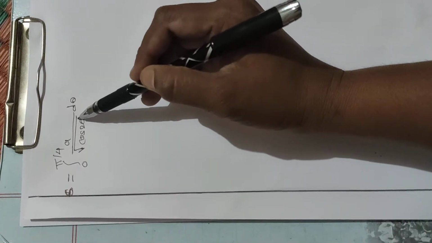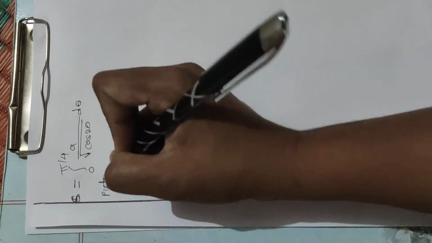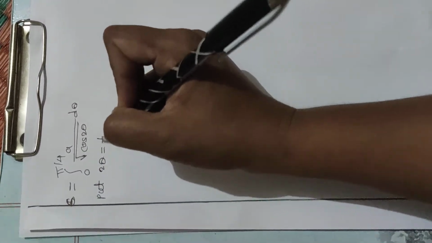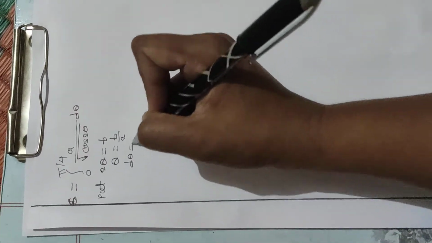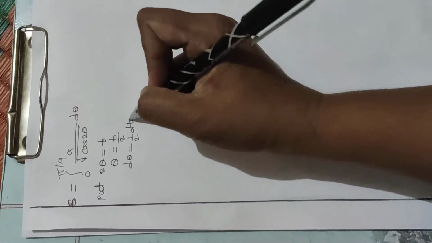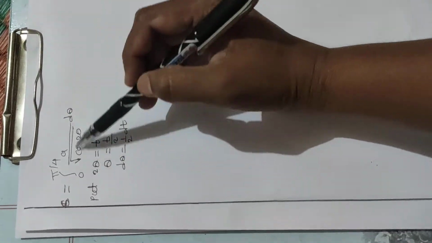We put 2 theta equal to t. So we solve this integral by using substitution. Put 2 theta equal to t. So what is theta? Theta is t by 2, and the value of d theta is 1/2 dt. So we convert our integral into the variable t.